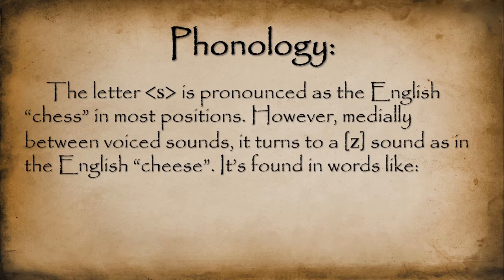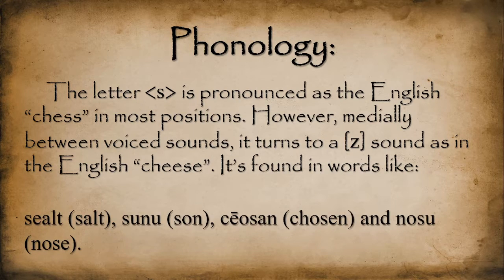The letter S is pronounced as in the English chess in most situations. However, immediately between voiced sounds, it turns to a z sound, as in the English cheese. It's found in words like salt, meaning salt, sunne, meaning sun, ceosan, meaning chosen, and nosu, meaning nose.